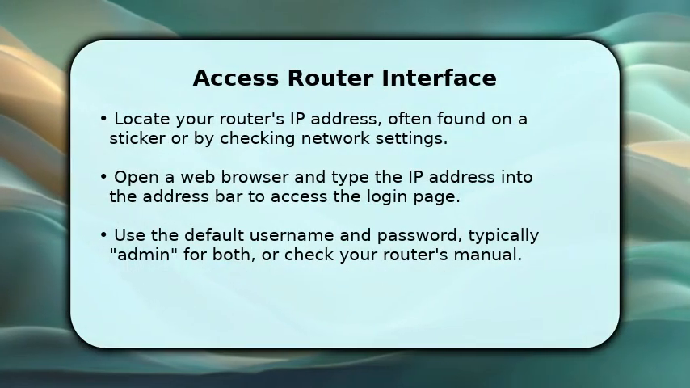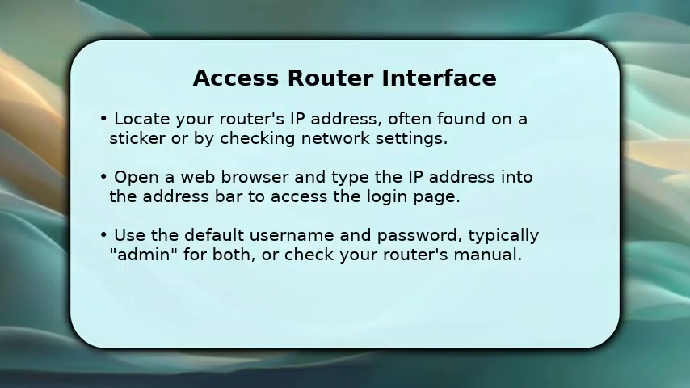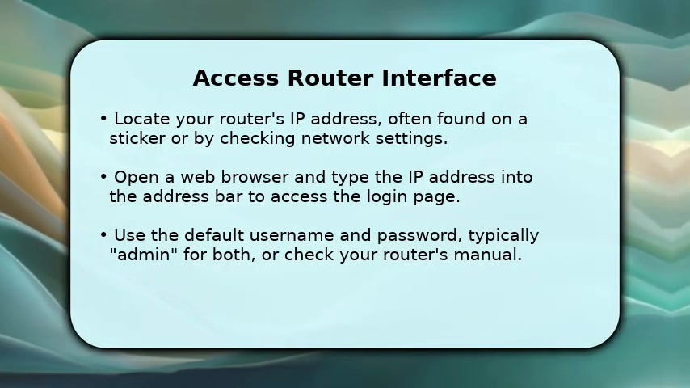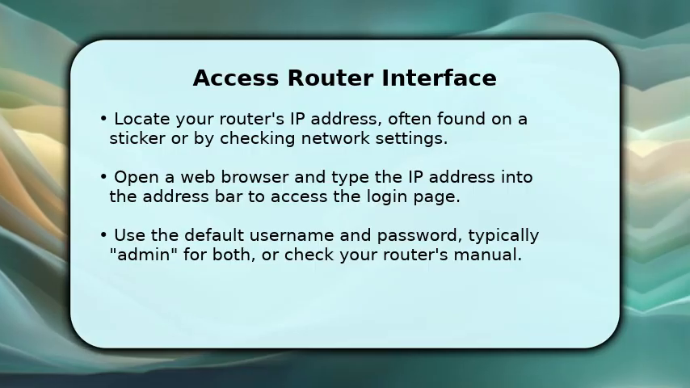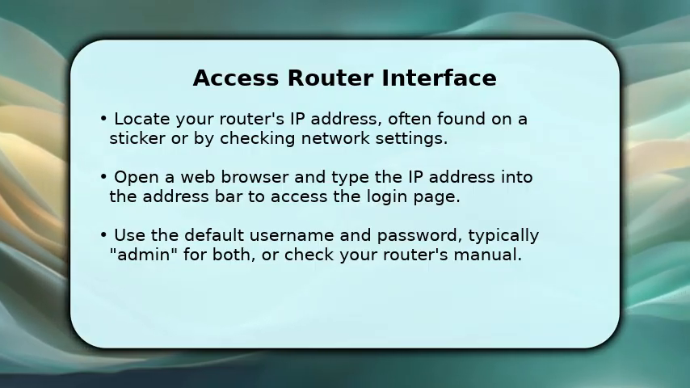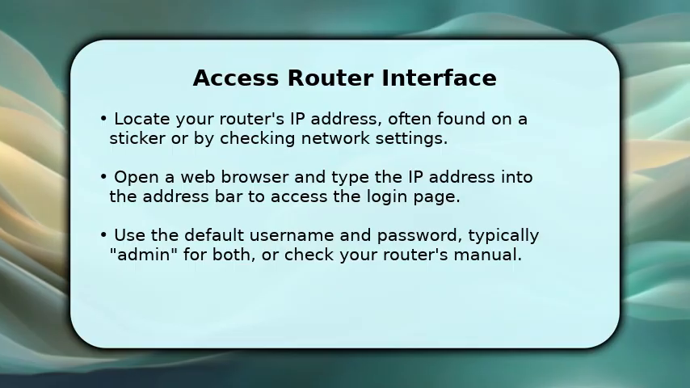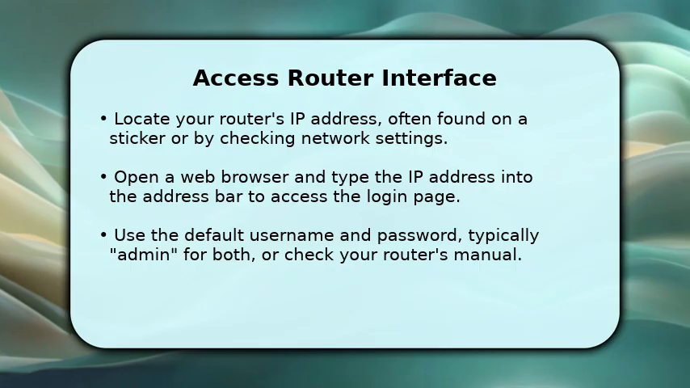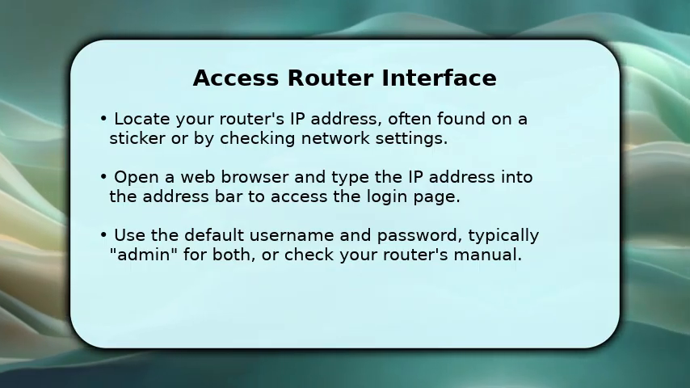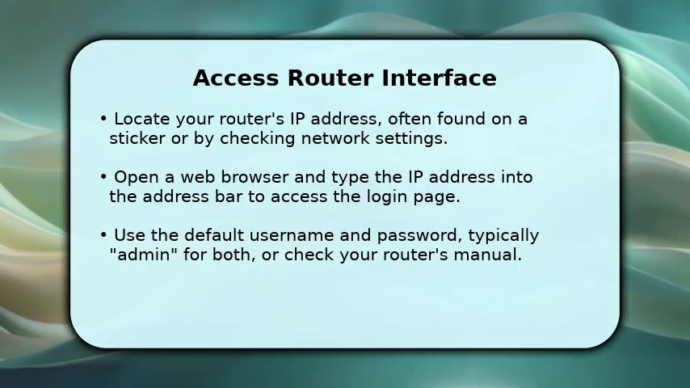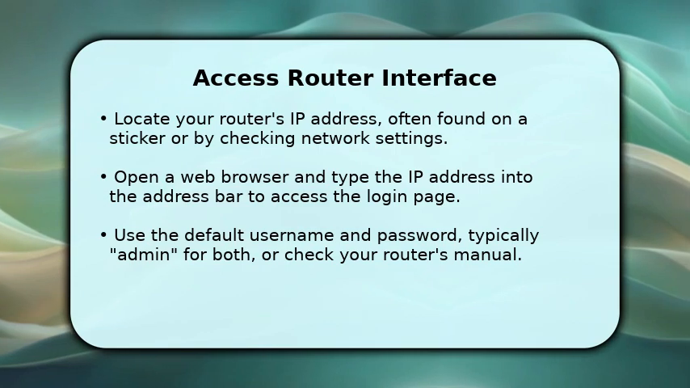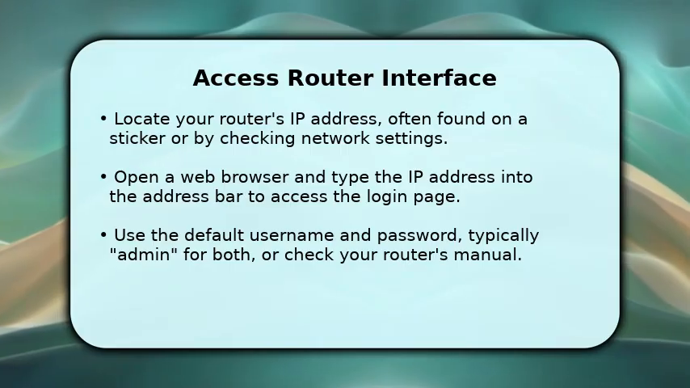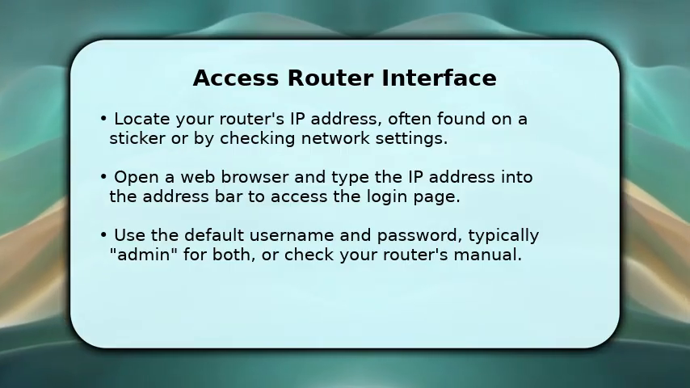First, you need to access your router's administrative interface. You can usually find your router's IP address printed on a sticker on the device itself, or by checking your computer's network settings. Common IP addresses include 192.168.1.1 or 192.168.0.1. Once you have the IP, open any web browser, type the address into the URL bar, and press Enter. You will then be prompted to log in, often with default credentials like admin for both the username and password.